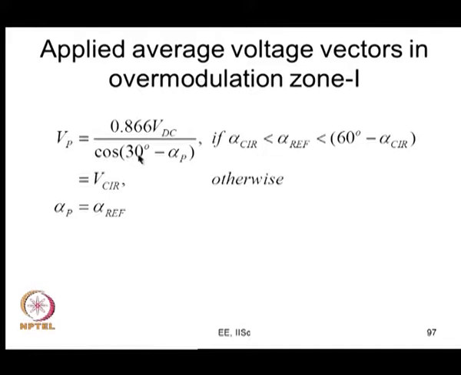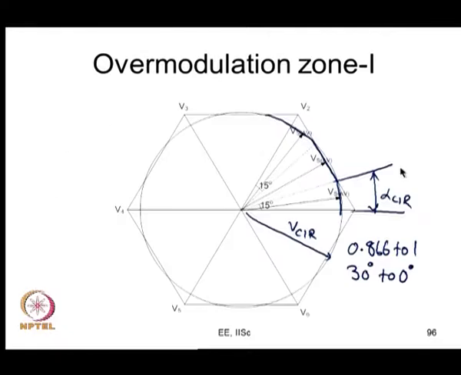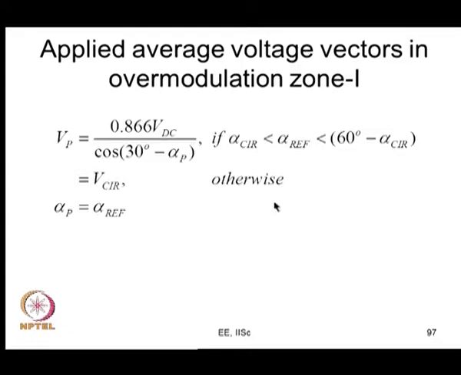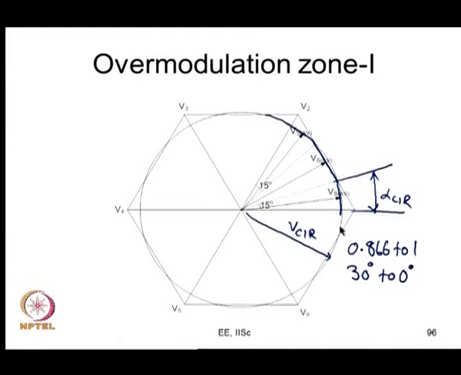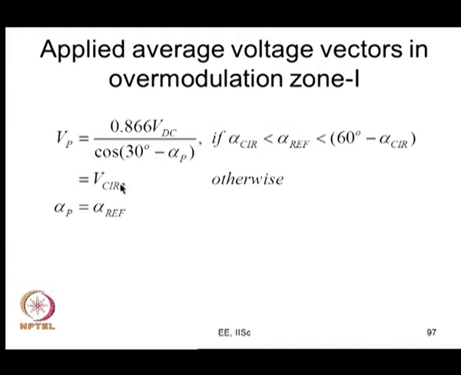So, if you look at the voltages applied, now this is Vp and alpha p, the magnitude and angle of the voltage vectors which are actually applied. When you are in the hexagonal portion like here, the magnitude of the vector is given by 0.866 VDC by cos of (30 degree minus alpha p). Your alpha p is always equal to alpha reference, and this is your Vp, and when you are in the circular portion of the trajectory, your Vp is equal to V circle. So, we call this the overmodulation zone 1 in a standard overmodulation algorithm.